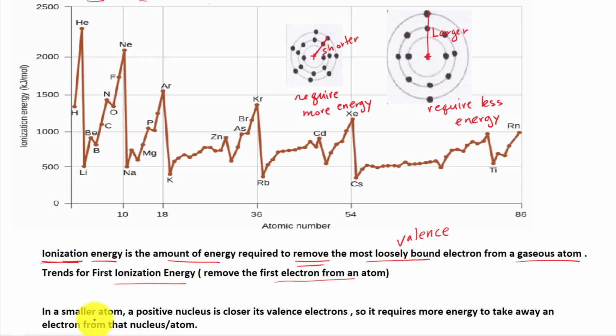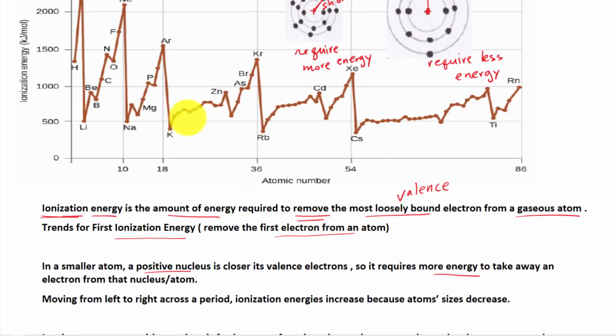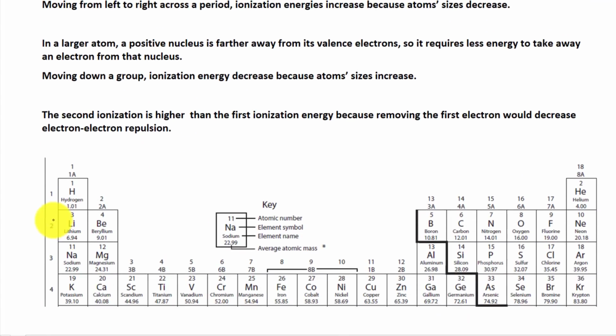So let's look at this. In a smaller atom, we observe that a positive nucleus is closer to its valence electron, as you can see there, so it requires more energy to take away an electron from that nucleus or atom. So now let's look at our data. Well, this is within a period, right? We have lithium right there. So go back to your periodic table. This is period 2. And going across, what happened to the atomic size? We know that atomic size decreased. So that means it's getting smaller.